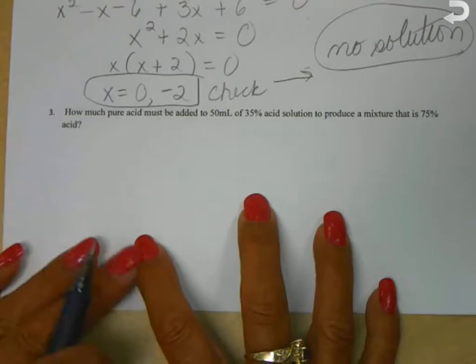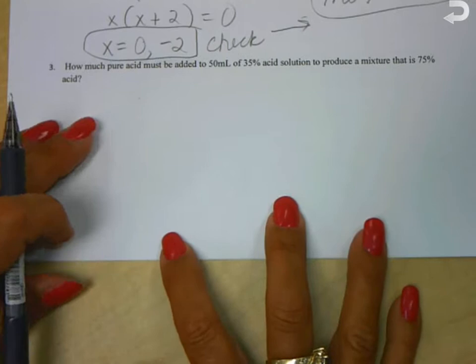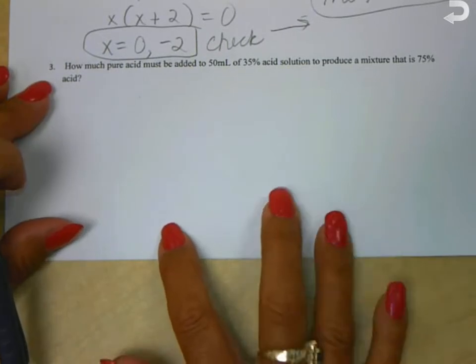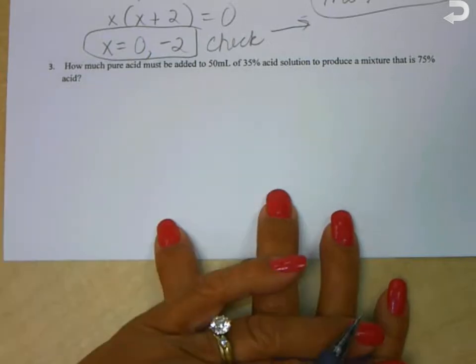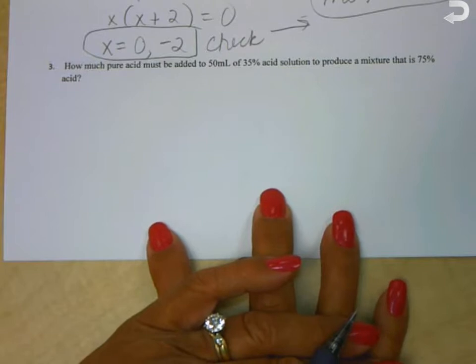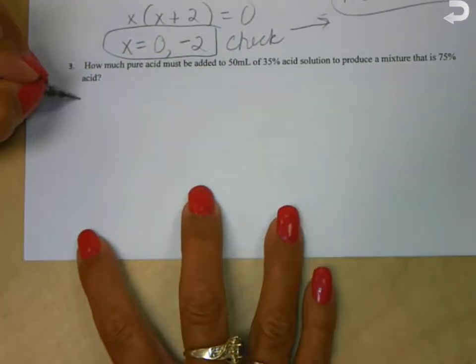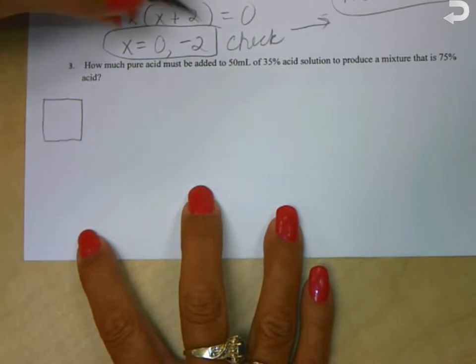Now the third example that I have on our note pack is an application question dealing with a mixture. How much pure acid must be added to 50 milliliters of a 35% acid solution to produce a mixture that is 75% acid? So picture-wise, think this is the idea.